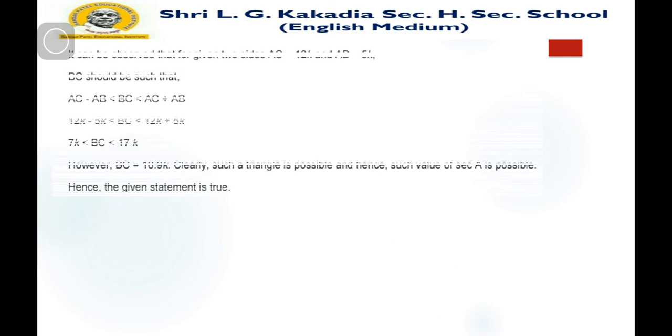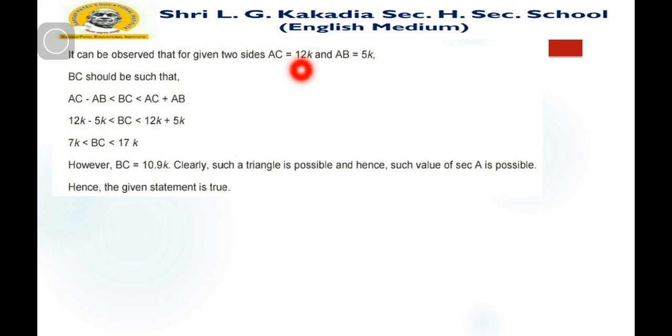So here it can be observed that for the given two sides, AC equal to 12k and AB equal to 5k, BC should be such that AC minus AB is less than BC less than AC plus AB. So 12k minus 5k less than BC less than 12k plus 5k, meaning 7k less than BC less than 17k. However, BC is equal to 10.9k. Clearly such a triangle is possible and hence such a value of sec A is possible. Hence the given statement is true.